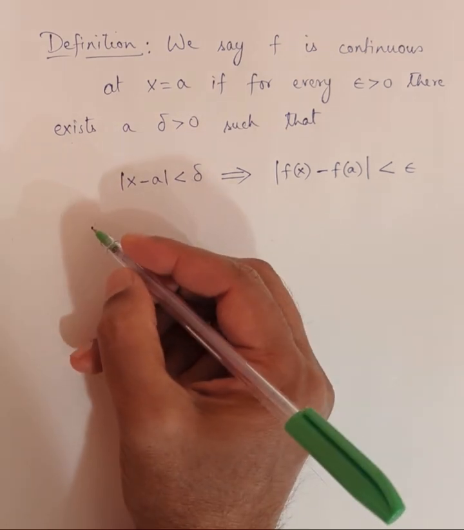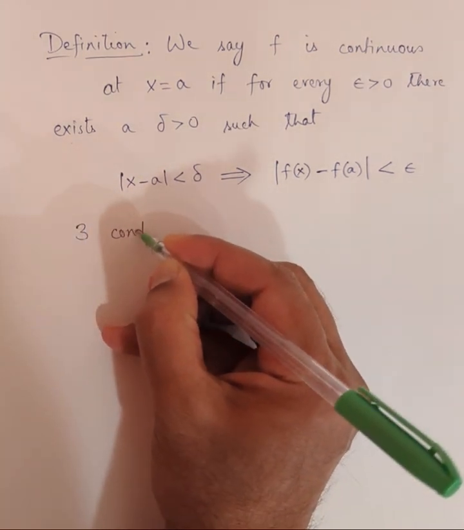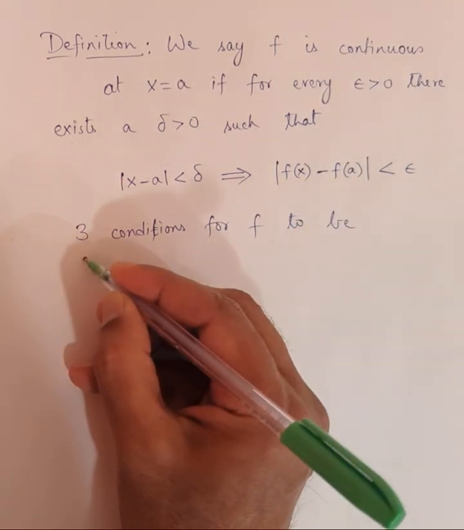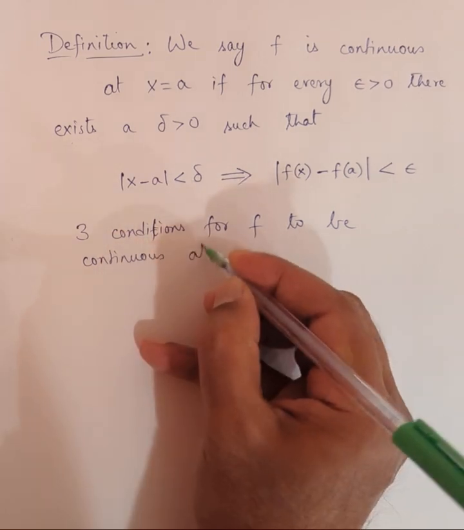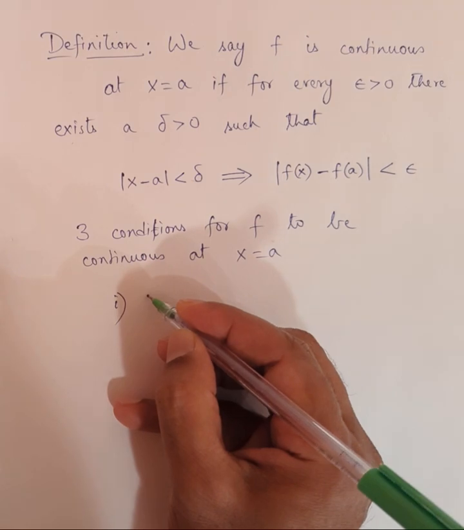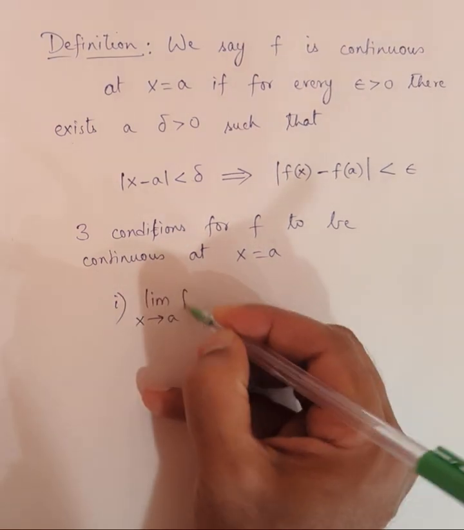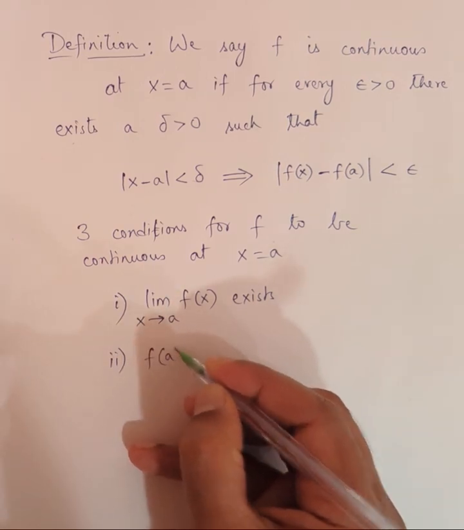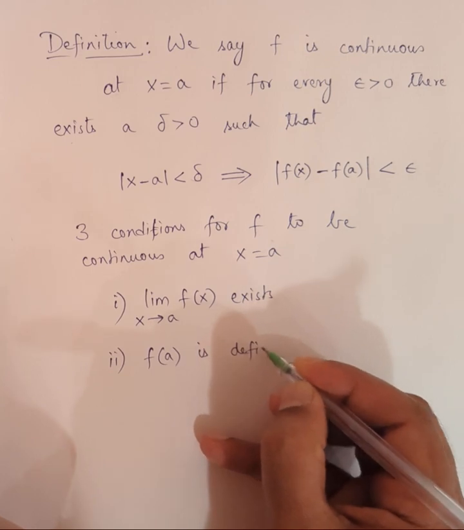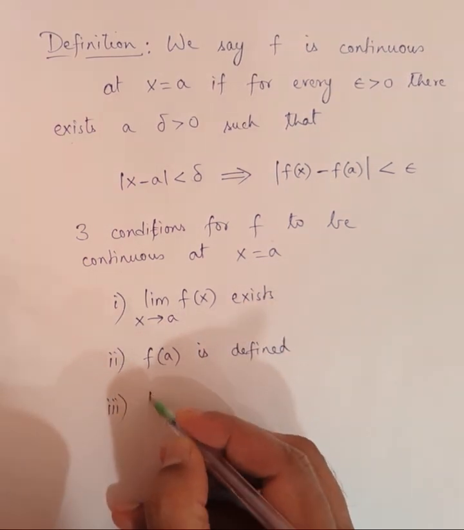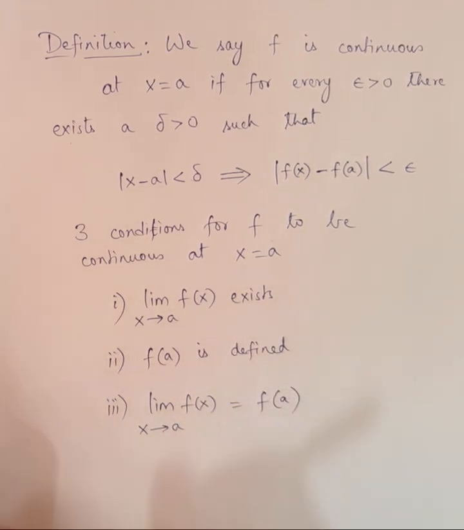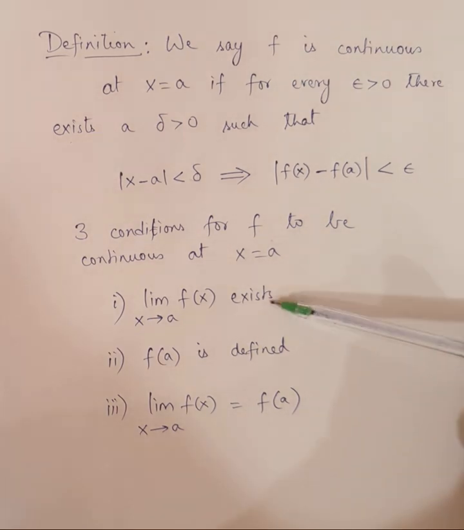And we can list three conditions for f to be continuous at x equal to a. The first is the limit as x approaches a of f of x should exist. Second condition, f of a is defined. And third condition is that the limit should be equal to the value of the function. So these are the three conditions that one would have to check to decide if a function is continuous.